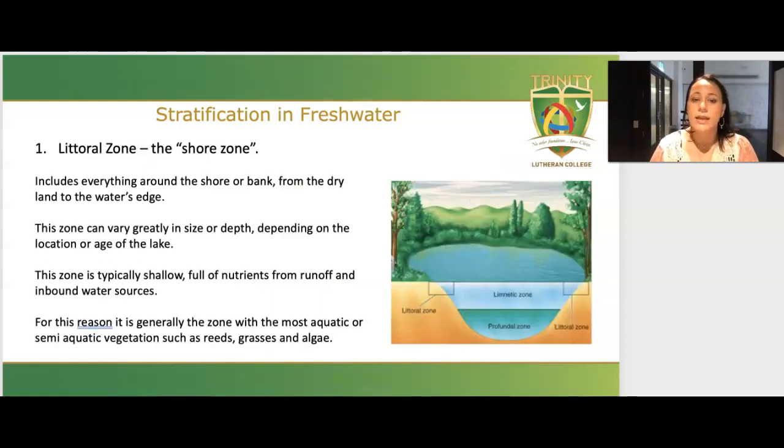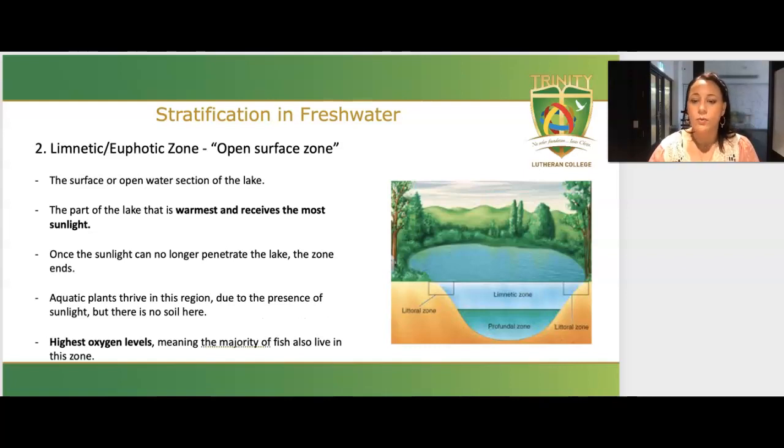The littoral zone is the shoreline zone. It includes everything around the edges of the shore, from the bank all the way into the water. It varies greatly in size and depth depending on where it is, what kind of river or lake we're talking about, and how deep it is and how old it is. It's typically shallow compared to the rest of the lake. It has lots of nutrients and lots of runoff from the surrounding environment, and therefore lots of stuff likes to live there and grow there.